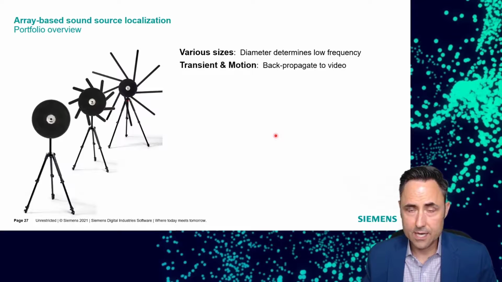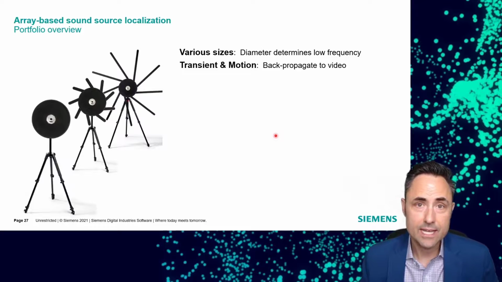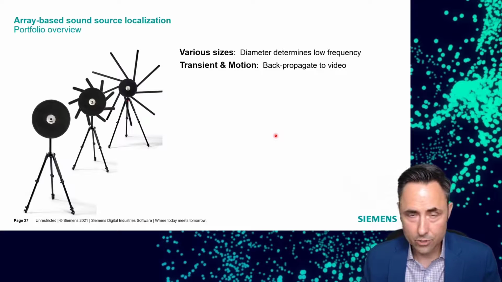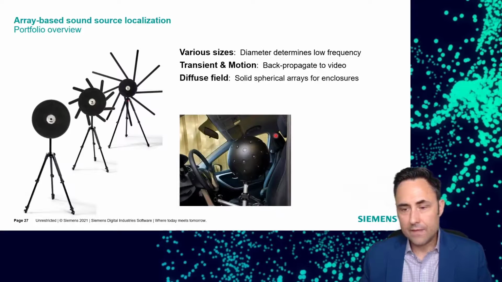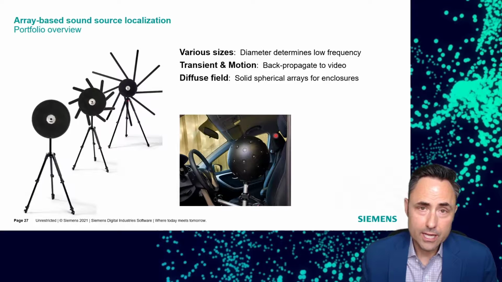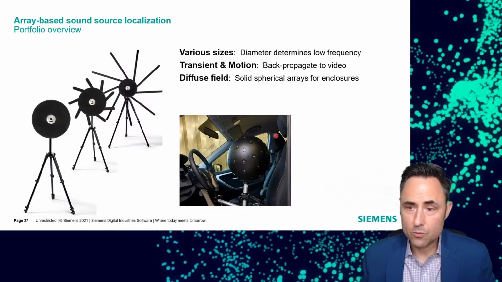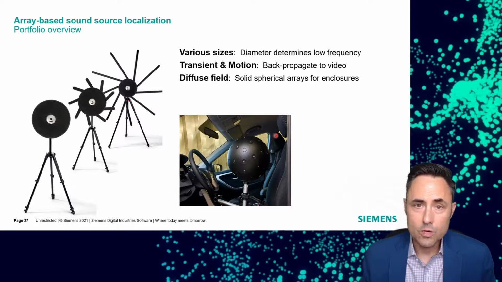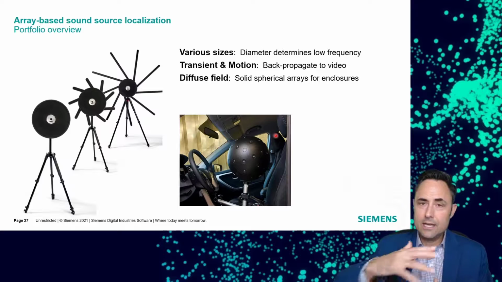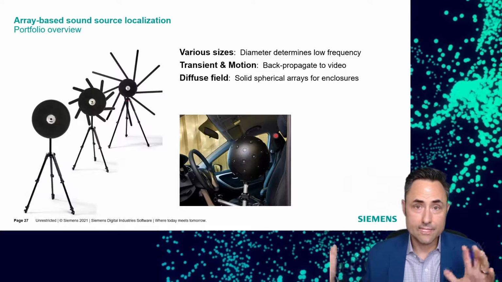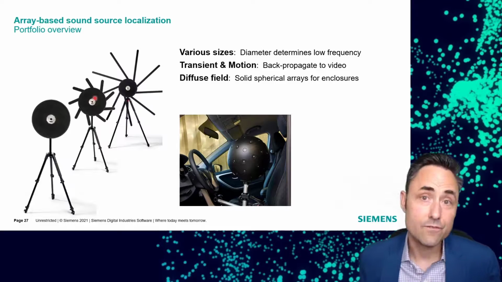One of the nice things that is very helpful about the Sound Camera is it can back propagate to a video. It's not just a static image. So you can work on transient noises, things that are in motion, that sort of thing. And then for a diffuse field situation, like the interior of an automobile or an elevator or an aircraft, we have solid spherical arrays, which take the same technology but put it into a spherical antenna and can tell in 360 degrees where the sound is coming from. A planar array like this Sound Camera is really identifying sound that's in front of the array.